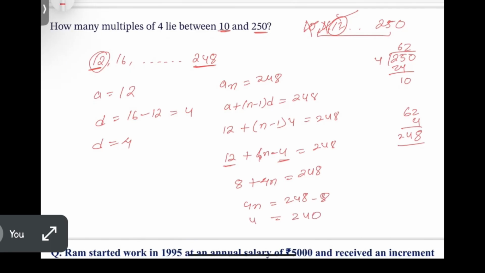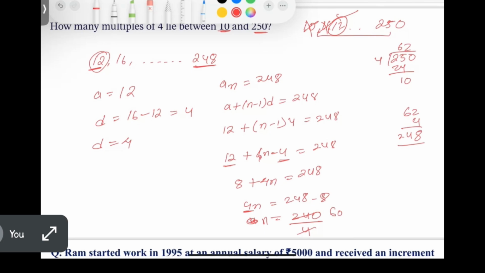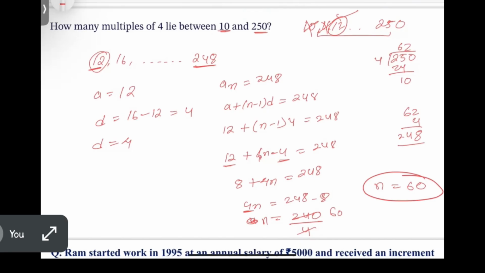I'll just directly write 4 in the denominator. We have 4 along with the variable, in the numerator. I can write it down here. 4 8s are 24. That means, oh, 4 6 are 24, right? Not 8. 4 6 are 24. 60. That means there are 60 numbers between 10 to 250 which are multiples of 4. Okay, that's the answer.